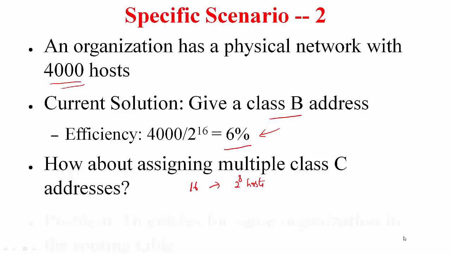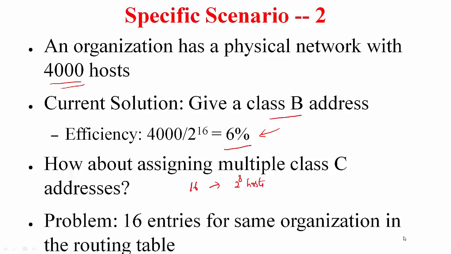The problem with this is that for one organization, you now have 16 entries in the routing table. This is again going to lead to scalability issues, where you are representing one organization by 16 entries. This will not do. So what can we do? Can you think of a solution? You should be able to think. It may be a bit tricky, but we have seen similar principles in practice before.